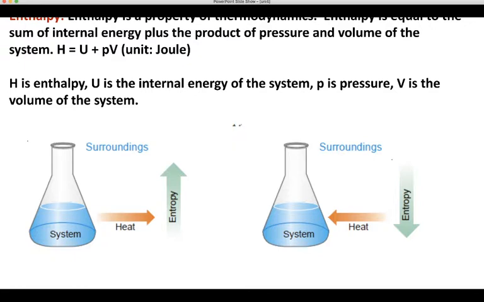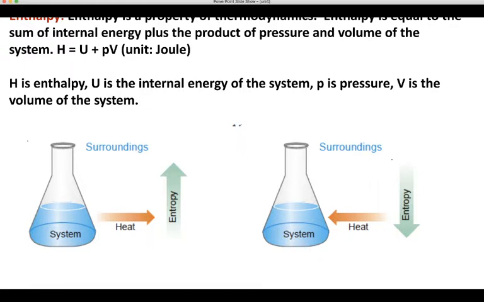So enthalpy is one property of thermodynamics. It relates to heat, pressure and volume. Enthalpy is equal to the sum of the internal energy plus the product of the pressure and the volume of the system. It is represented as H. H is equal to U plus PV, where H is the enthalpy, U is the internal energy of the system, P is the pressure and V is the volume of the system.